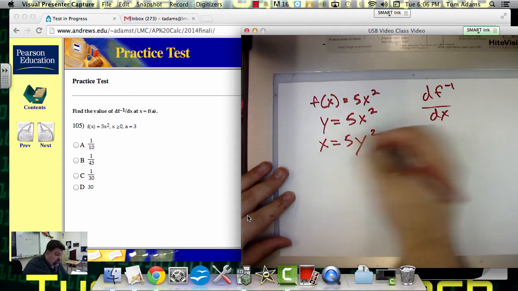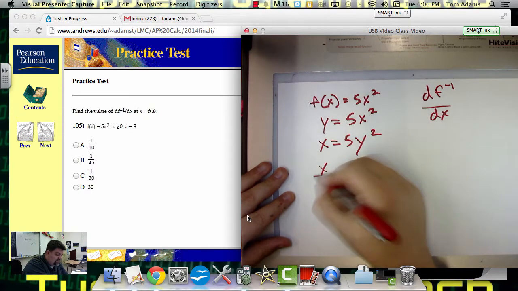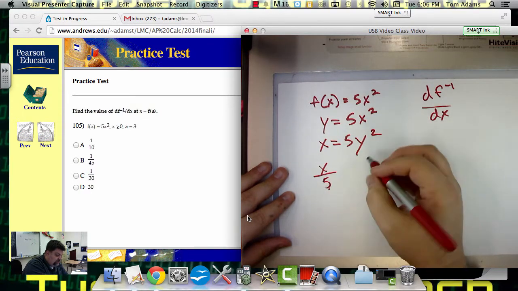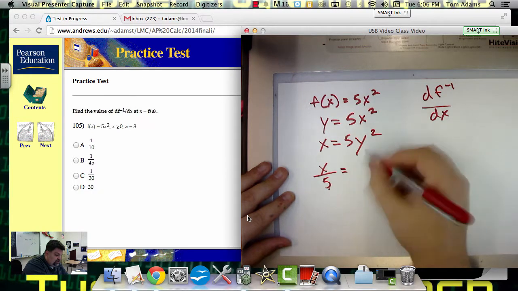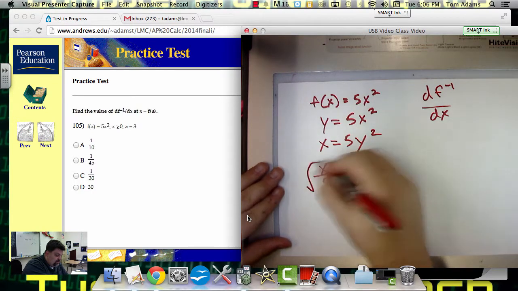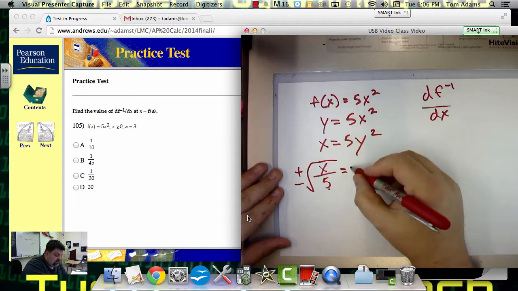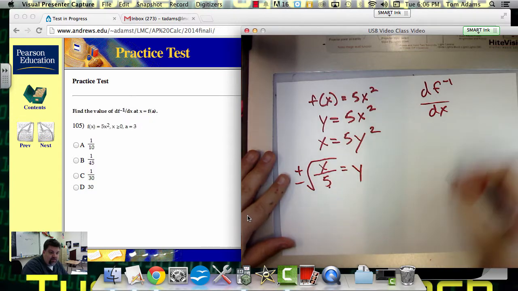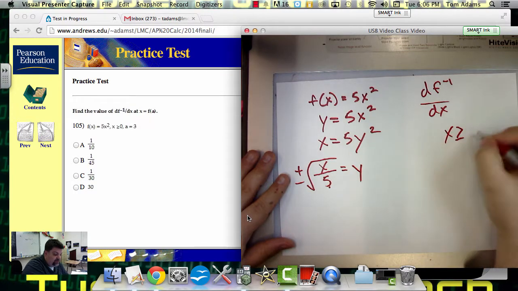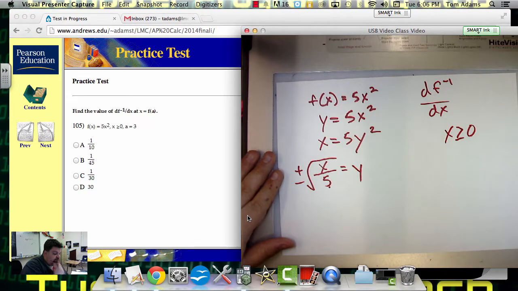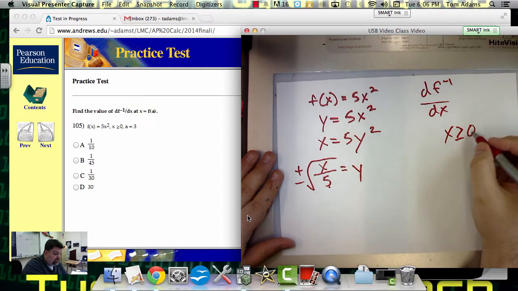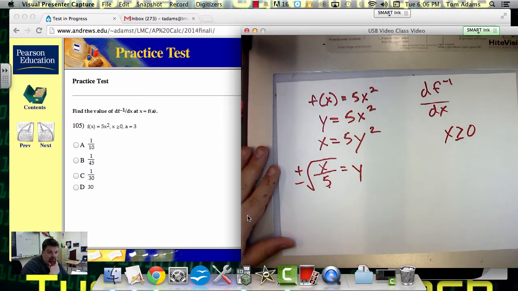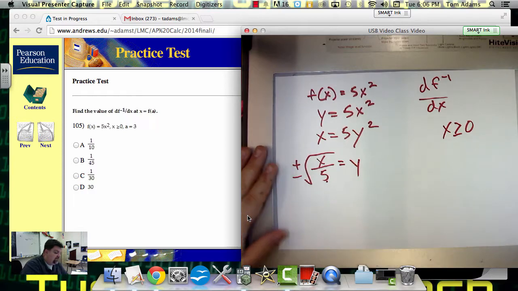Now, then I would solve for y, so I would say x divided by 5 is equal to y squared, and then I would take the plus or minus square root of y. And that's why they wrote down there that x should be greater than or equal to 0. So if x is greater than or equal to 0, my answer will always be positive. Now I need to take the derivative of this.